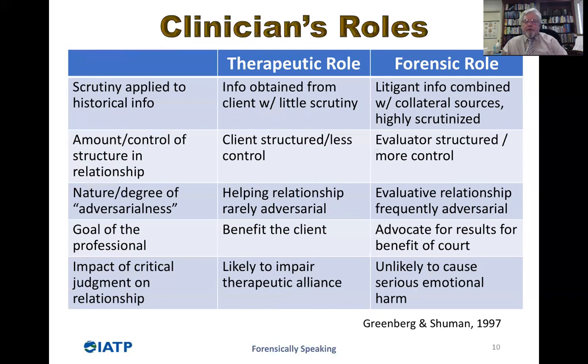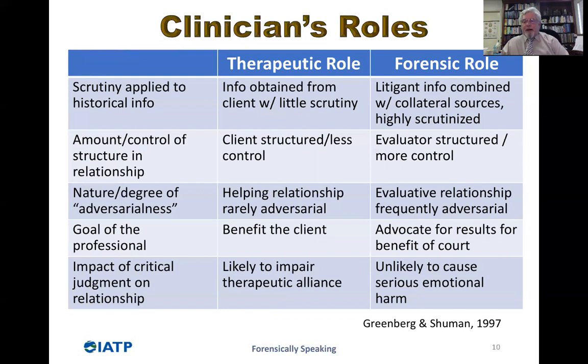The impact of the critical judgment on relationship: how is that going to affect the relationship that you have with the client? Well, the therapeutic role is likely to impair the alliance if you go to court and you have to testify against your client. Whereas in a forensic setting, it's unlikely to cause any emotional harm because, frankly, there was no relationship, or very little relationship, you had with the client to begin with.